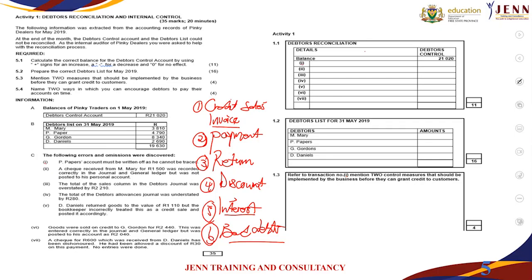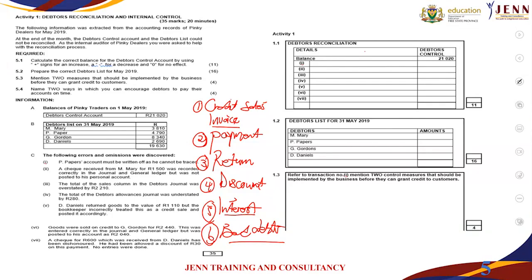So when we write the customer off, it must also be recorded under debtors control as well as the debtors list. So these are the main transactions that can take place between the business and the customer. And once you understand them, it becomes easy for you to do a debtors control as well as the debtors list.